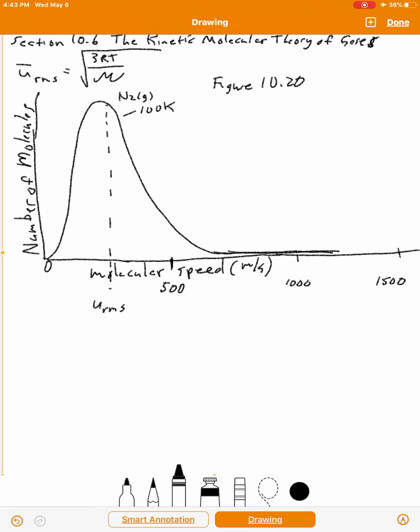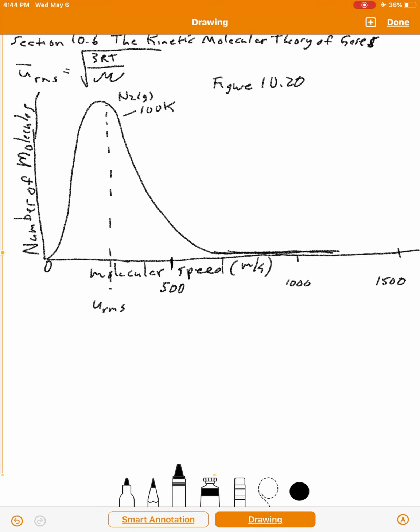It's a little bit to the right of the peak because you have some more molecules to the right than you do to the left at the peak. It's not a symmetric distribution. So that's how fast they would move. Some of them are moving 500 meters per second. More of them are moving about 200 meters per second. If you double the speed in meters per second, you get an approximation of miles per hour. So 500 meters per second is 1,000 miles an hour.